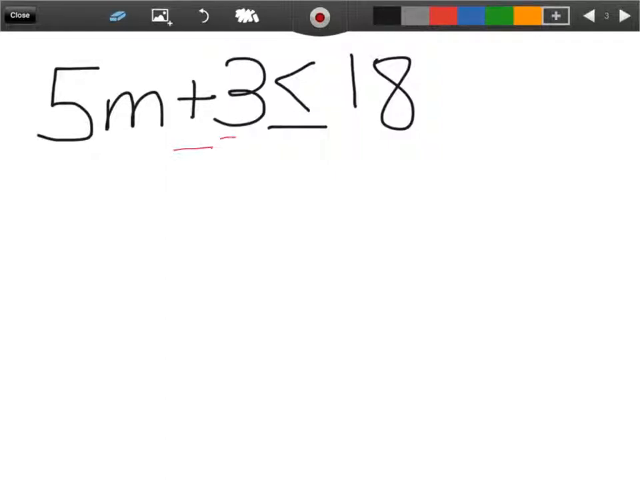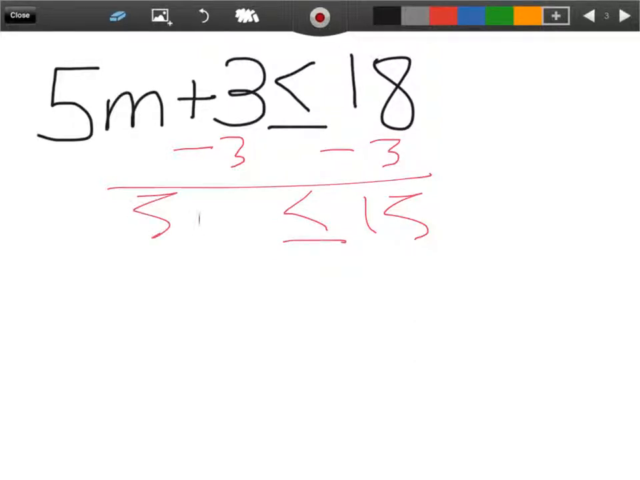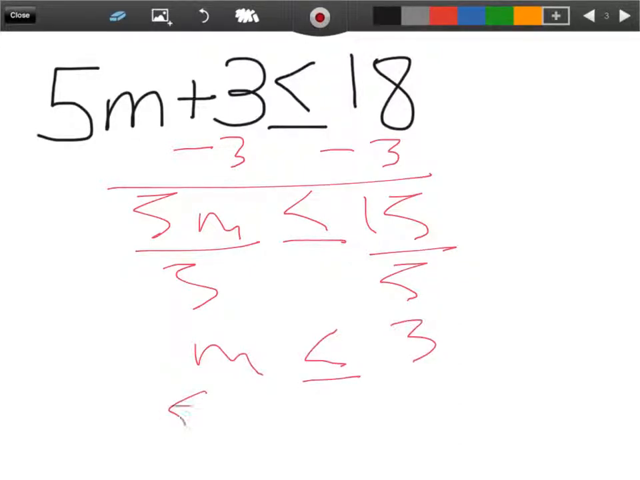On this problem, you minus 3 on both sides. 15. Divide by 5 on both sides. 3. You graph it like this. 3, 4, 2. You put a closed circle on 3, and the arrow is pointing to the left.